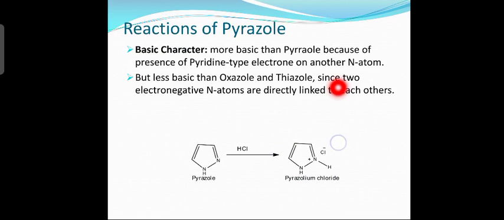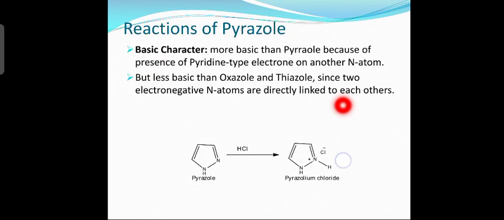Next, reactions of pyrazole, basic and acidic character. Pyrazole is a stronger base than pyrrole because the lone pair of electrons on the pyridine type nitrogen is not involved in the formation of aromatic sextet. But however, the direct linking of two electronegative nitrogen atoms decreases the basicity. Hence, pyrazole is a weaker base than oxazole and thiazole.